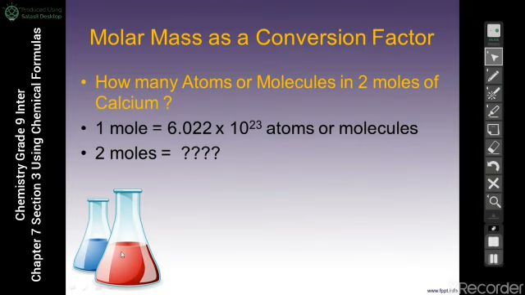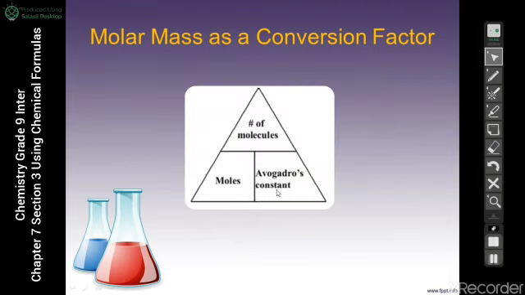Now we have another relation in this section. We already said that 1 mole of anything equals 6.022 times 10 power 23 atoms or molecules. So if I want to know how many atoms or molecules are in 2 moles, we are going to multiply this number by 2. This number is called Avogadro's number. So Avogadro's number equals 6.022 times 10 power 23, and you will have to memorize this number. So the number of atoms or molecules will be the number of moles multiplied by Avogadro's number.